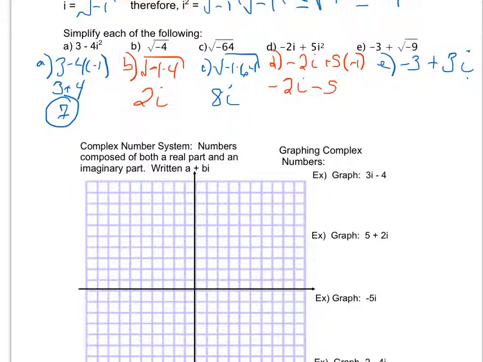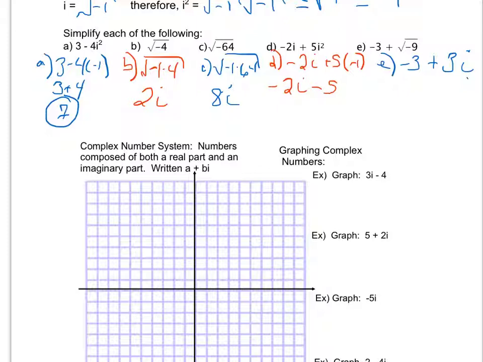For that reason, we come up with something called the complex number system. A complex number system is going to be numbers composed of both a real part and an imaginary part. They are usually written a plus bi, so we always rearrange them to put the real part first and the imaginary part second. So we have our real number system composed of rational numbers, irrational numbers, integers, whole numbers, and natural numbers. And we have our complex number system that's composed of imaginary numbers and real/imaginary numbers, or complex numbers, which is what they're called when they look like this.